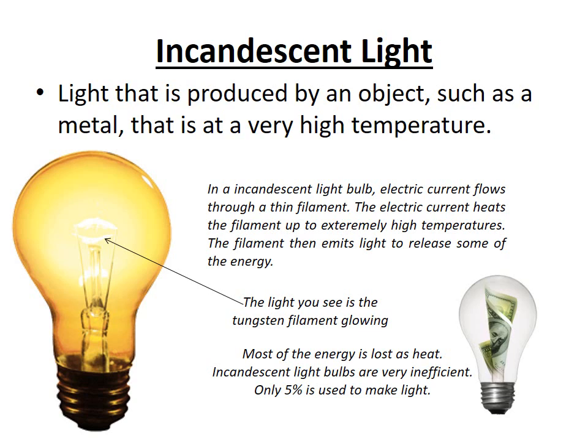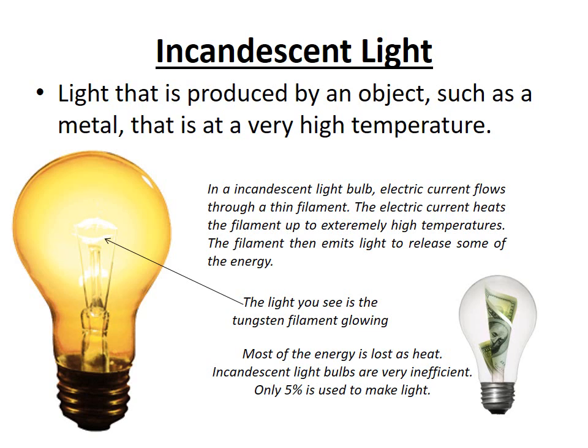Another method of light production is called incandescent light production. Incandescent light production occurs when you heat a substance up, usually a metal. So you heat a metal up to very, very high temperatures, and the temperatures get so high that eventually that metal starts to glow, and you see that as, well, visible light.